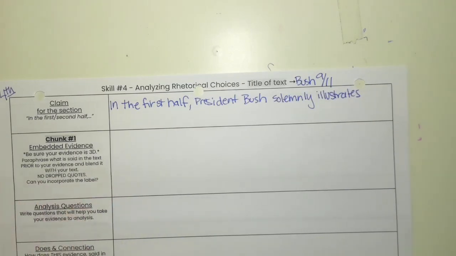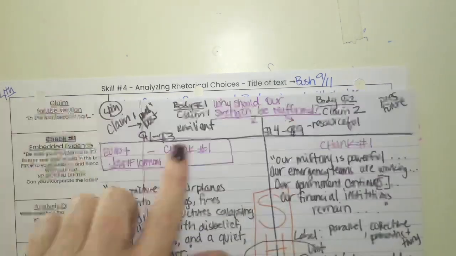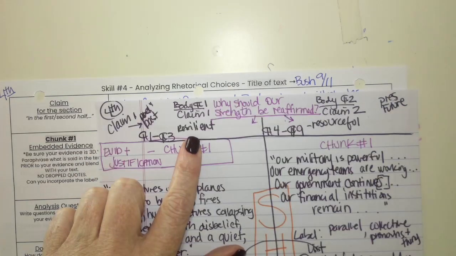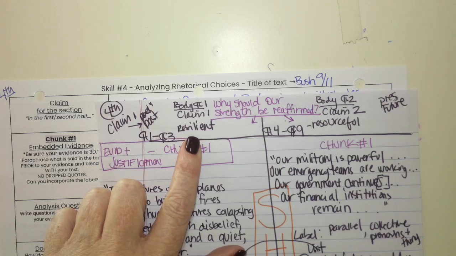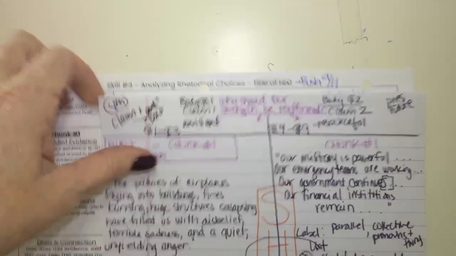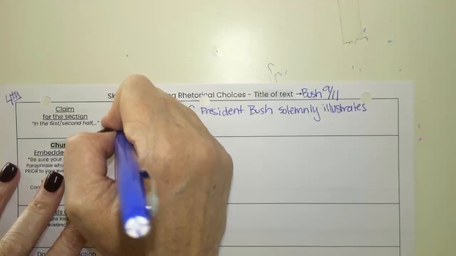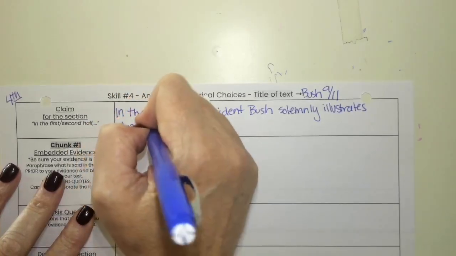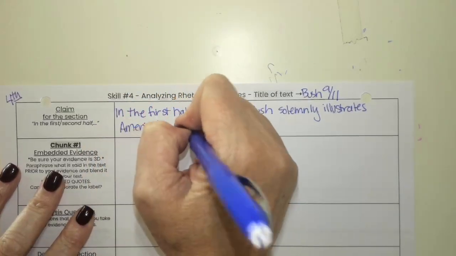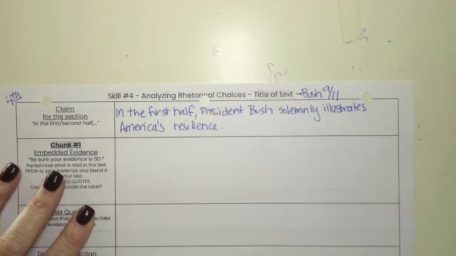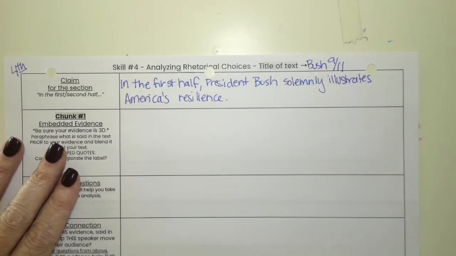Now we need our claim, our big idea, right? And we've already done the math, and we know that resilience works. Why should we feel strengthened? Why should we feel strong? Because America is resilient. We already know the math works on that, right? So we just say, in the first half, President Bush solemnly illustrates America's resilience. That's it.